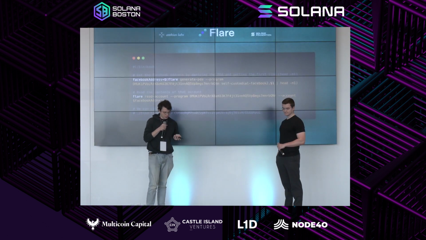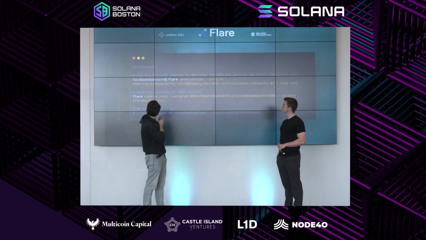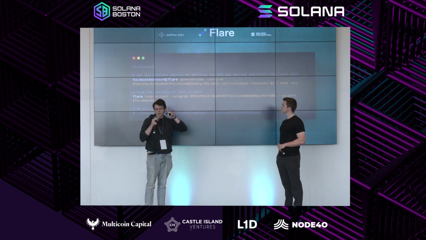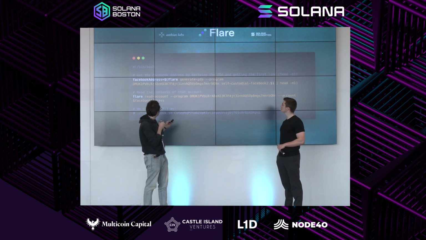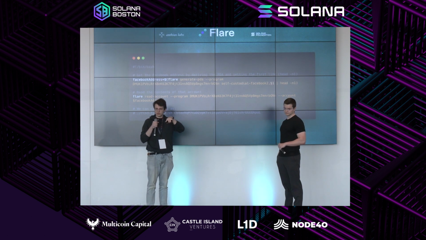So some actual examples with that. This is a bash script we wrote. We are using the self-custodial Facebook example, which is just an example where you can create your own Facebook account with a status and a name and such. And it requires a PDA, a program derived address. Flare allows you to derive the address automatically with the generate PDA subcommand. So for example, this script allows you to just pass it a random account from a wallet, and it will generate the PDA for its Facebook account and then read the actual account.